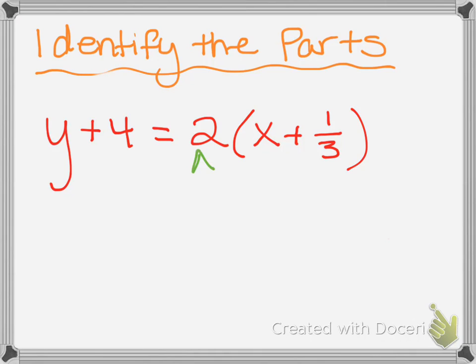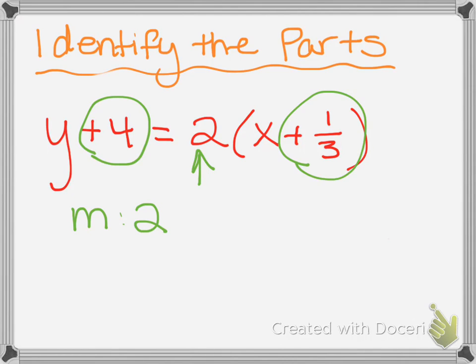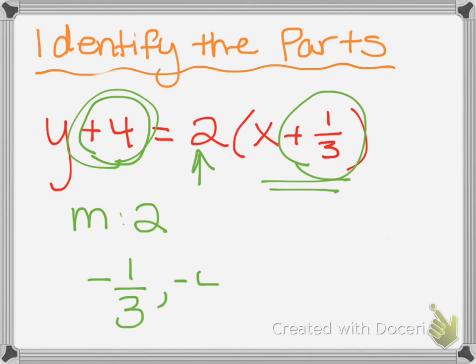Okay, so right here, that's our slope. So my slope is 2, and the point on the line are these values right here. And we're going to start with the x, but it's plus 1/3, so we started with negative 1/3, comma, and this is plus 4, so we had negative 4. So using the slope of 2, the point that's on this line, according to our point-slope form, is negative 1/3, comma, negative 4.